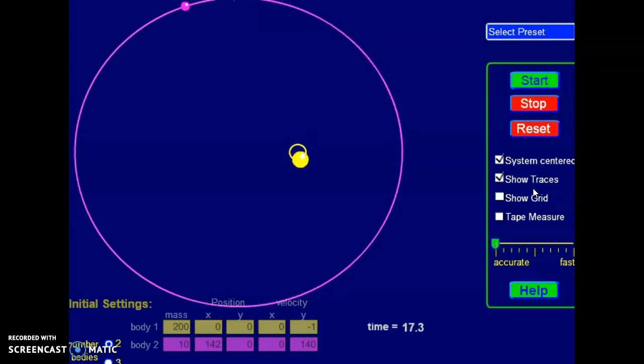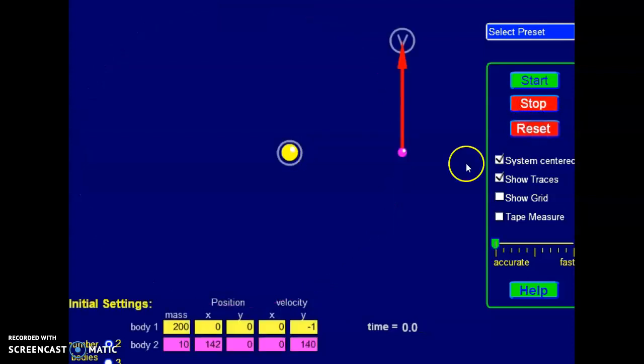The two are attracting each other with gravity. So as the pink object orbits around the yellow one, so does the yellow one. Of course, smaller orbit because it has more mass. You can play a lot around with this one here. So I'm going to reset this one here, and I'm going to change something. I'm going to change this one here to, let's say, 66 for velocity.